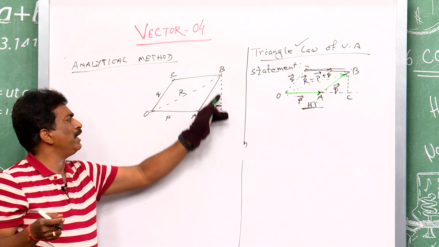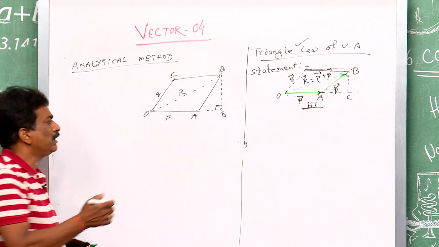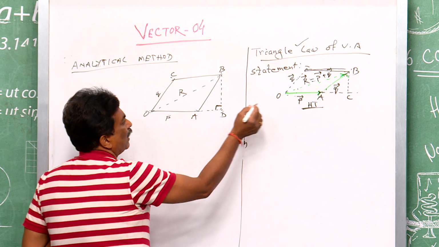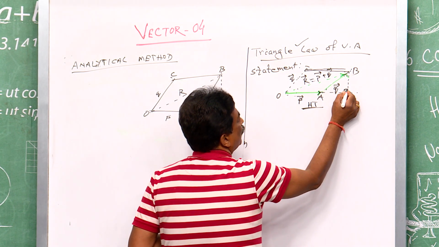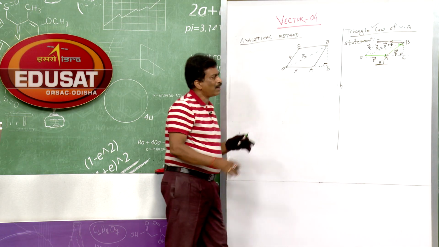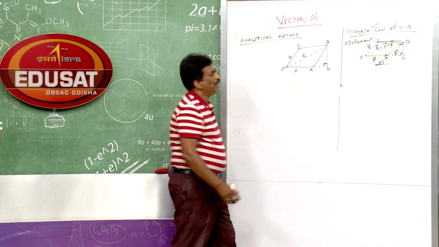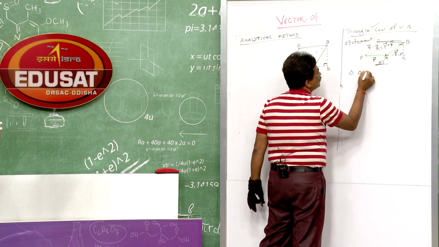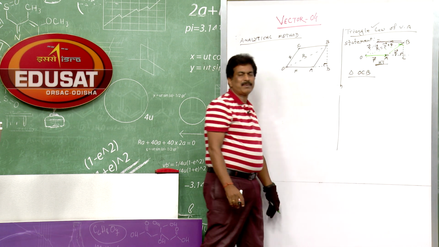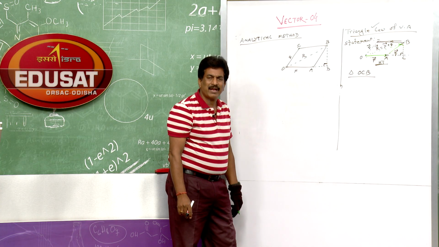So the BD or the DB, that is the perpendicular one, and here also the BC or the CB, they are the perpendicular lengths. So how have we proceeded in that case? In that case we have taken the triangle OCB. And what type of triangle is it? It is a right angle triangle.